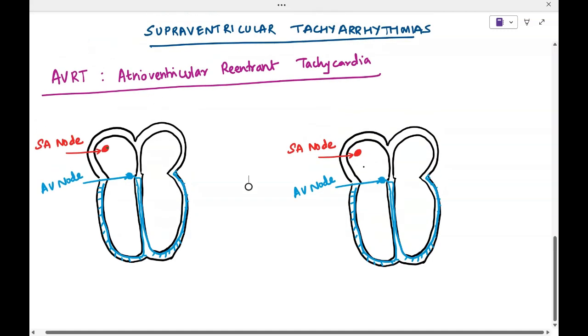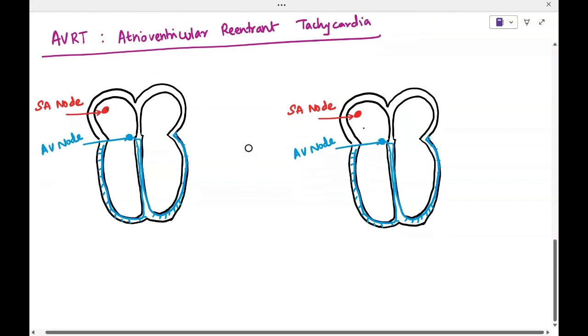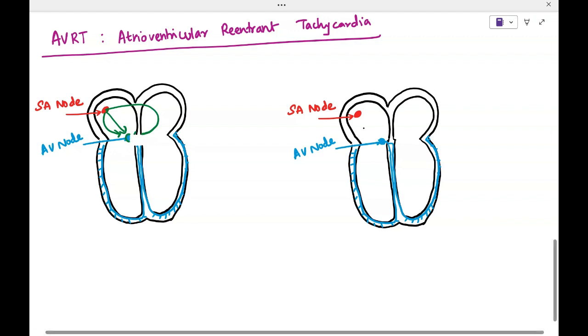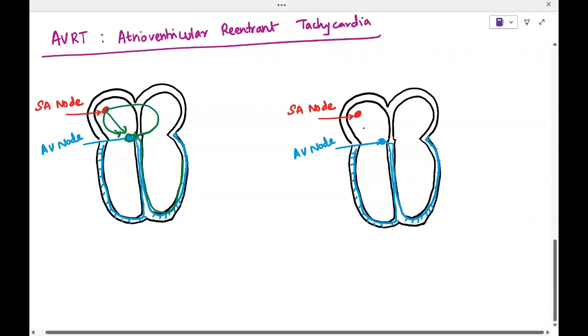So in supraventricular tachyarrhythmias, this is atrioventricular reentrant tachycardia, that is AVRT. Normally, the impulse starts from the SA node, it stimulates the atrium, and then it reaches the AV node. Then it undergoes AV nodal delay, and then through the bundle of His and Purkinje fibers, it will go through the ventricles and will stimulate the ventricles.